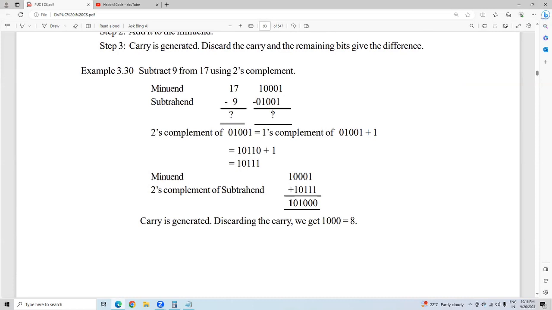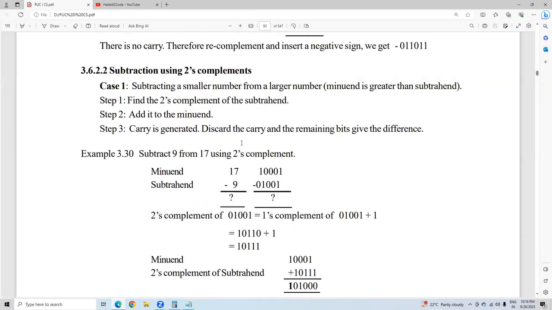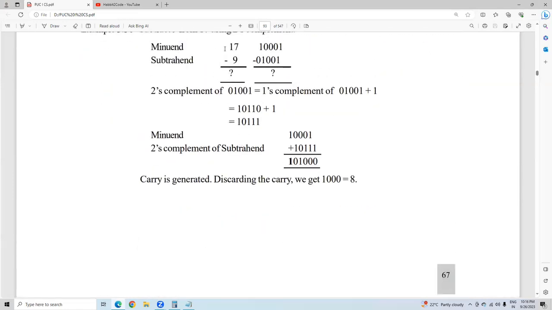So here these are the binary equivalents of 17, then 9. Both have to be subtracted. See, they have said find the 2's complement of the subtrahend. That means this number's 2's complement, how will you calculate? First find out its 1's complement and add 1 to it. That is 1 0 1 1 0.